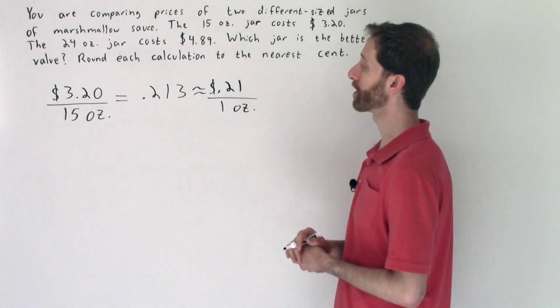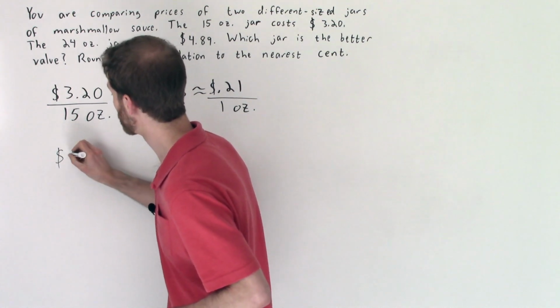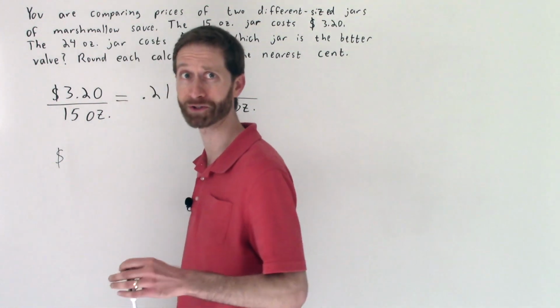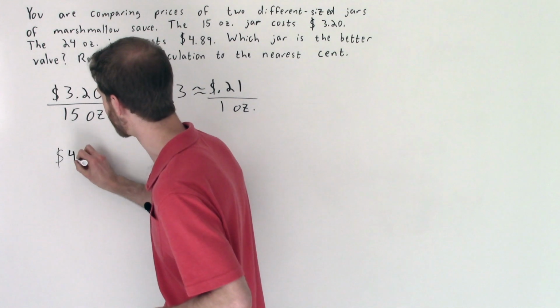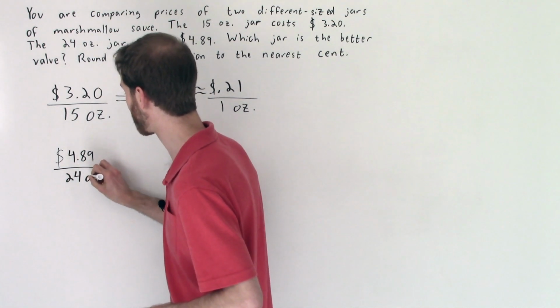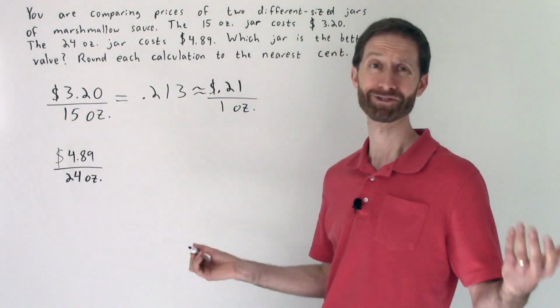Now let's find the unit rate of the 24-ounce jar. So that would be in dollars, $24, not $24. That'd be some expensive marshmallow sauce. Better have some diamonds up in there. We've got $4.89 per 24 ounces. Although I think having diamonds in marshmallow sauce, probably not good for your teeth, just a thought.